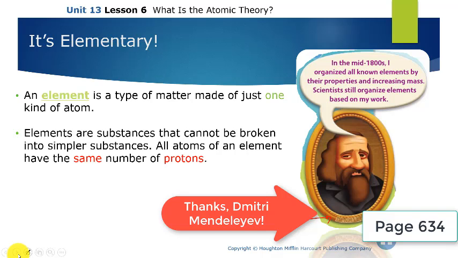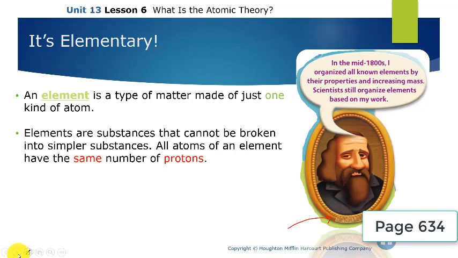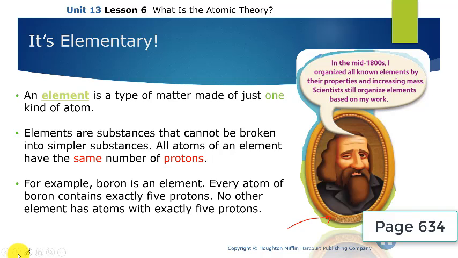An element is a type of matter made of just one kind of atom. Elements are substances that cannot be broken into simpler substances. All atoms of an element have the same number of protons. For example, we have the 118 elements, and all these elements are in the periodic table. Boron is an element, gold is an element, iron is an element, oxygen is an element, helium is an element, nitrogen is an element, carbon is an element. Why? Because each has one kind of atom.